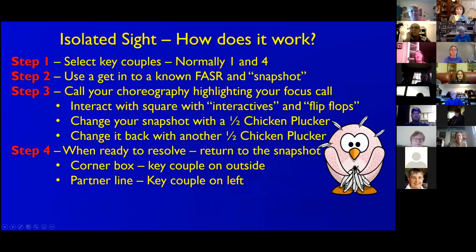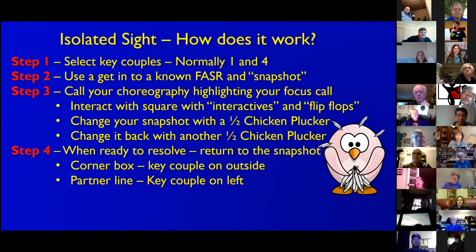Okay, so I'm going to go through essentially how it works, and then I'm going to demonstrate it using something that you can actually see on the screen, because this will make absolutely no sense to you until we actually put it all together. But the technique is basically this. The basic technique will start from a static square, but it can be modified to suit whatever requirements that you want. So what you do is, the first thing, as always, you select your key couples, normally couples number 1, couple number 4.